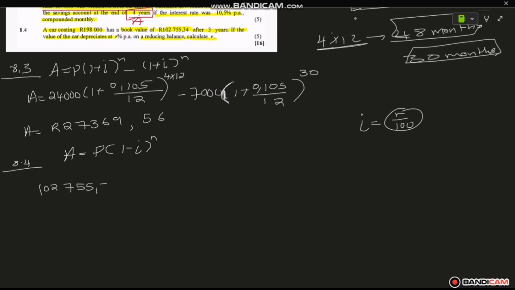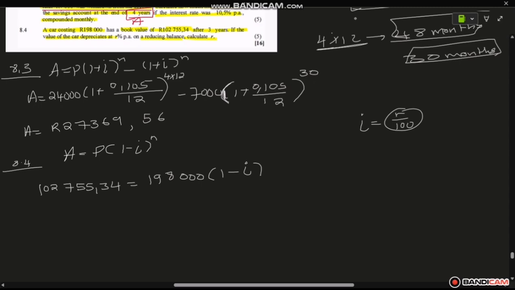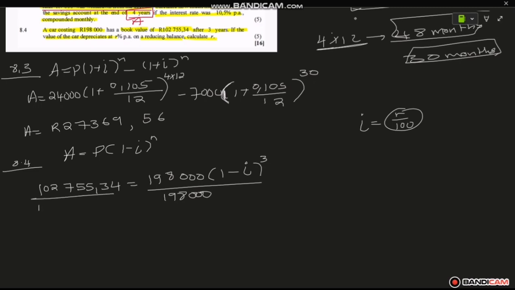So 102,755.34 equals 198,000 times 1 minus, we don't have the value of i, right? Then to the power 3, that's 3 years. We divide both sides by 198,000 to make the interest rate the subject of the formula. Then when we multiply the answer of interest rate by 100, it gives us R. I hope it makes sense. Then let me try to use my calculator.